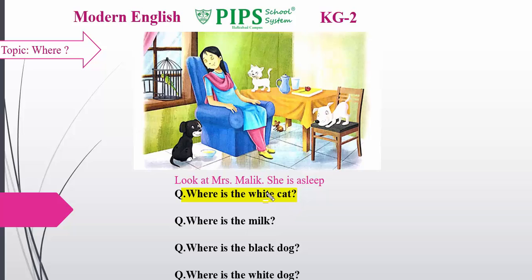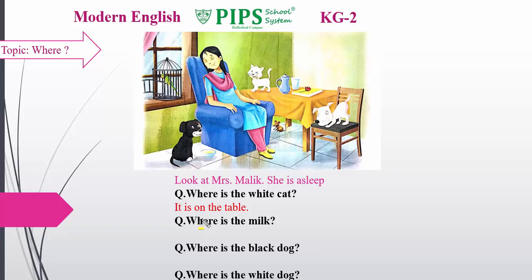सफ़ेद बिल्ली कहाँ है? Look at the picture. White cat is on the table. So the answer is, it is on the table.